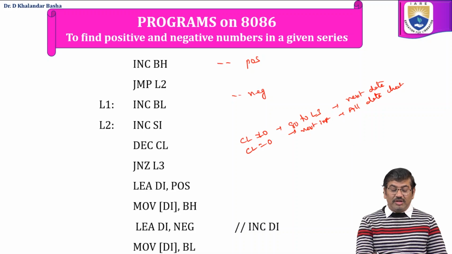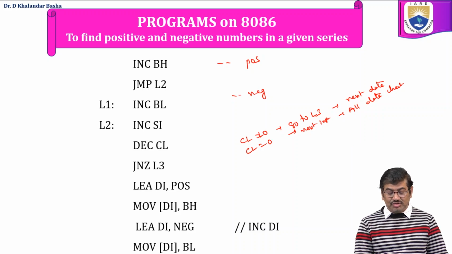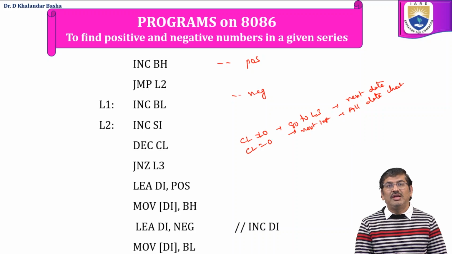Where is the positive count? The positive count is in the BH register. So the BH register contents are moved to the memory location whose address is specified in the DI register. For fetching the negative address, we either write LEA DI, NEG, or we increment DI. As we reserved only one memory location, we can increment DI, or you can use LEA DI, NEG. This instruction will fetch the address of the negative variable assigned in the data segment, and that address is loaded into DI.